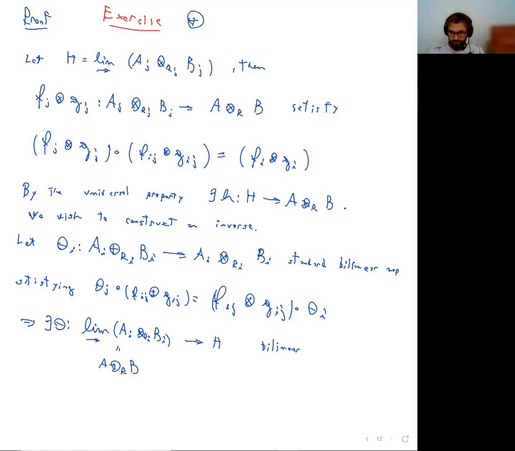Because these original maps, these theta I, are bilinear. And the nice thing is that since it's bilinear, theta induces theta tilde. From a bilinear map from A plus B, this becomes a bilinear map from A tensor B. Sorry, a linear map. What's it called? A morphism of R modules.